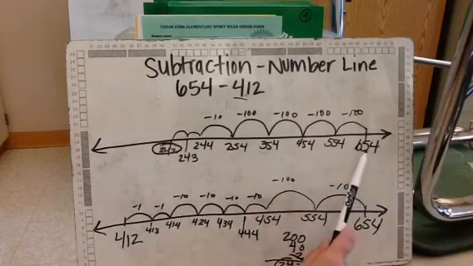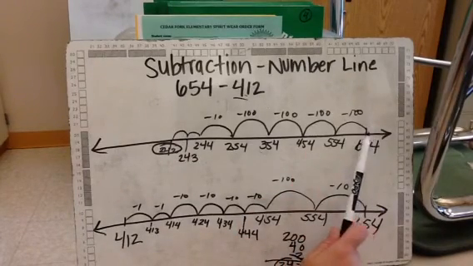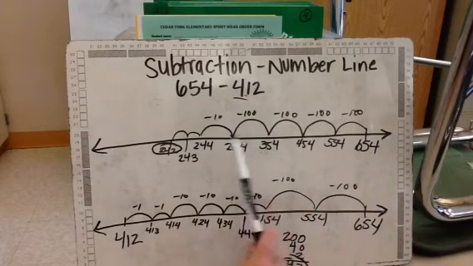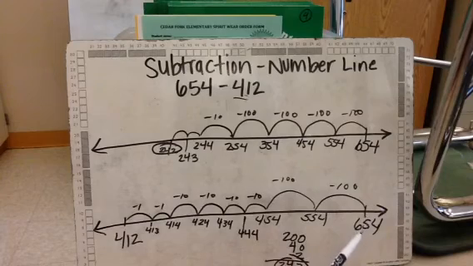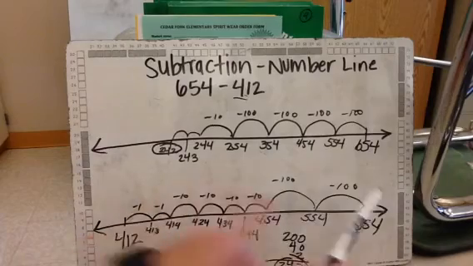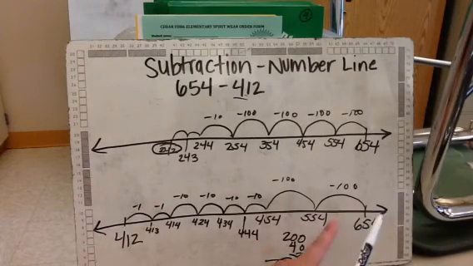So you'll see I got the same answer for both of these, but the story was very different. This one, I had a total, and 412 was taken away from the total, leaving me with 242. With this story, one group had 654, another group had 412, and I was finding the difference. This group has 242 less. This group has 242 more.